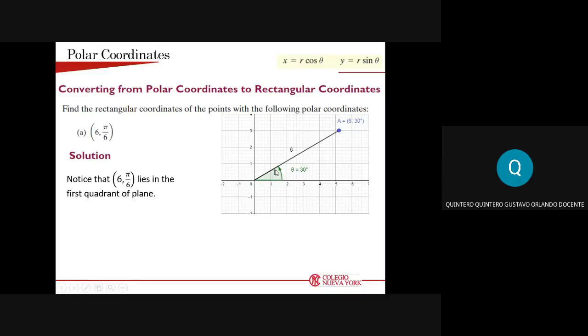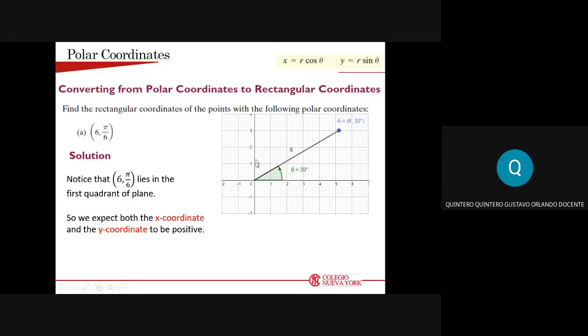Remember, this plane has quadrants, right? Quadrant 1, quadrant 2, quadrant 3, and quadrant 4. So we know the point A is in the first quadrant, quadrant 1. Now, why is that important? Because we know that both variables are going to be positive. We know that the x coordinate is positive and the y coordinate is also positive.